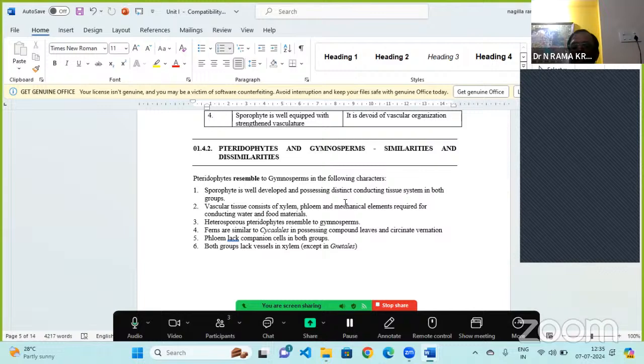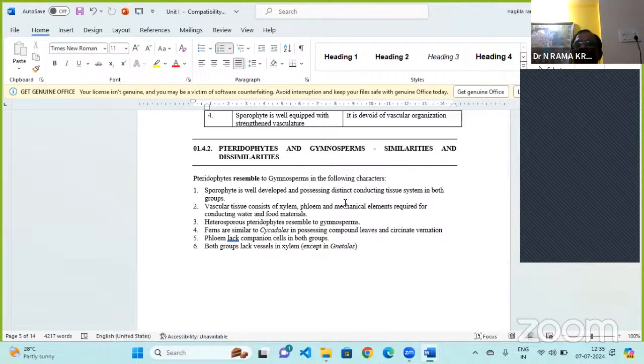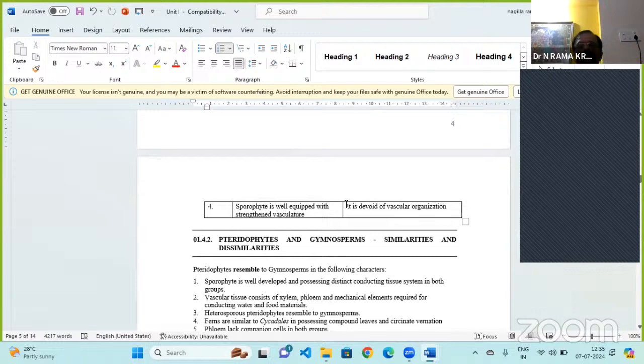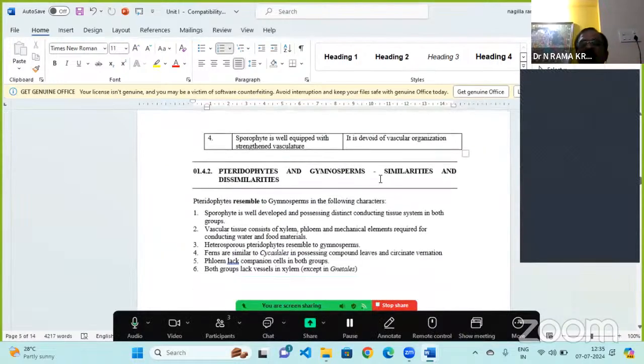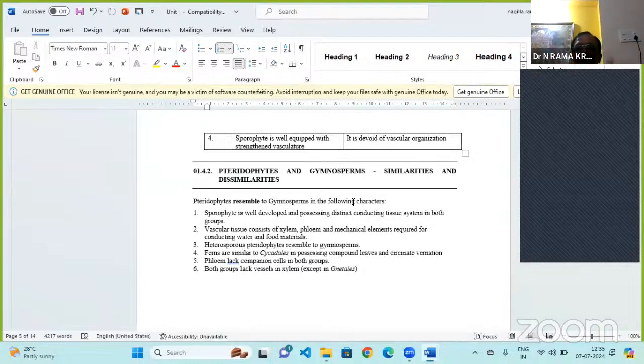Some of the characters are gymnophytic characters, some of the characters are bryophytic characters, but the similar characters differ. You already know very well what gymnosperms are: where the seeds are naked, we call them gymnosperms. The sporophyte is well developed and possesses distinct conducting tissue systems in both groups. So these are the same characters.